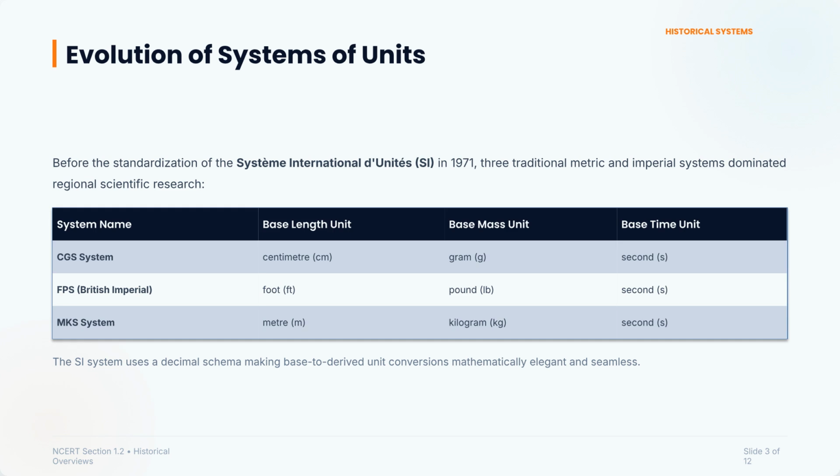Before the standard SI system was adopted in 1971, several regional systems like CGS, FPS, and MKS were used. The SI system is now preferred for its decimal structure, which simplifies conversions.